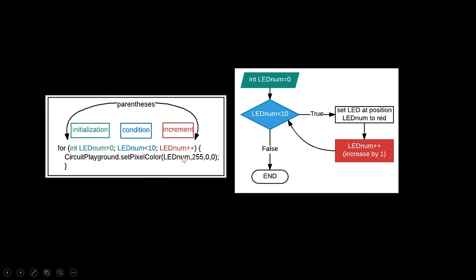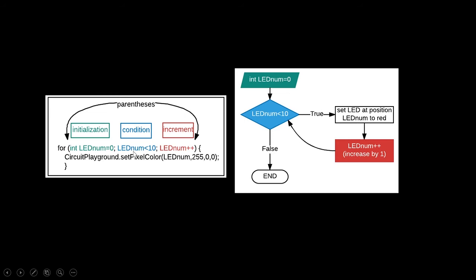If you look, notice that LED num is used inside of the CircuitPlayground.setPixelColor function as that first input, which controls what LED we're turning on. And so if we want to turn the first one on, we need to start it off as 0. The second thing we're saying is that LED num needs to be less than 10. So remember, this needs to be true for the loop to run, which it will be starting off, right?